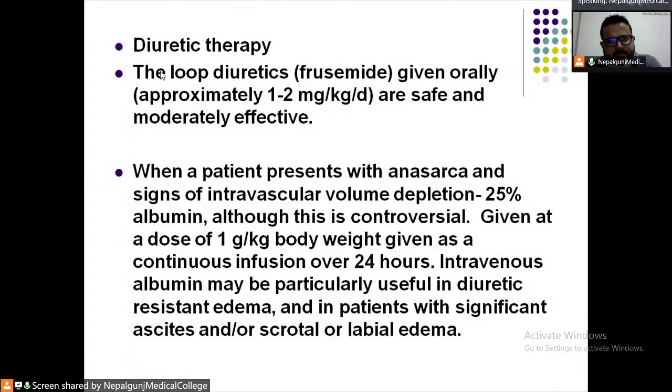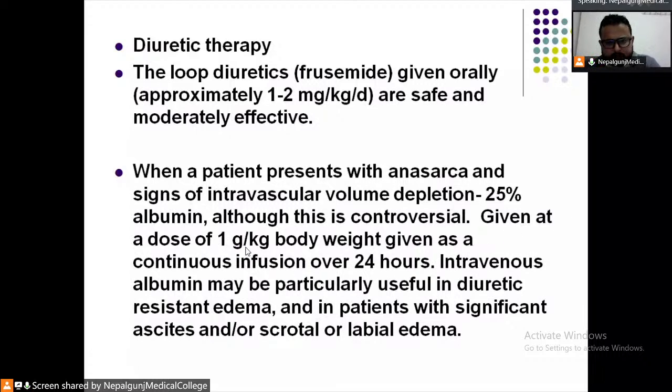So you can also use diuretic because there is presence of edema. Loop diuretic is preferred. Okay, so furosemide, 1 to 2 milligram per kg per day, is safe and moderately effective. When a patient presents with anasarca and signs of intravascular volume depletion, you can also use 25% albumin. Okay, so albumin infusion can be done. Although it is controversial, it is useful.